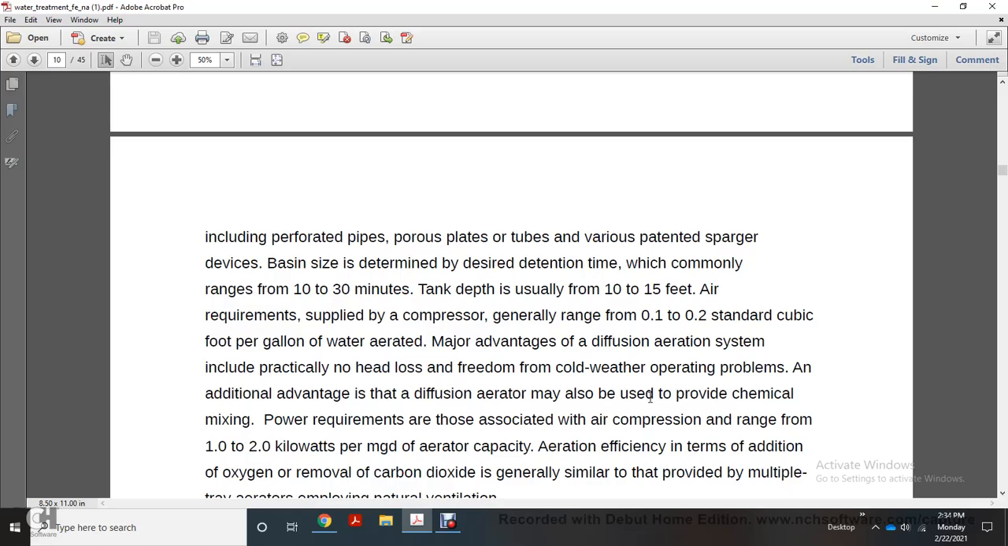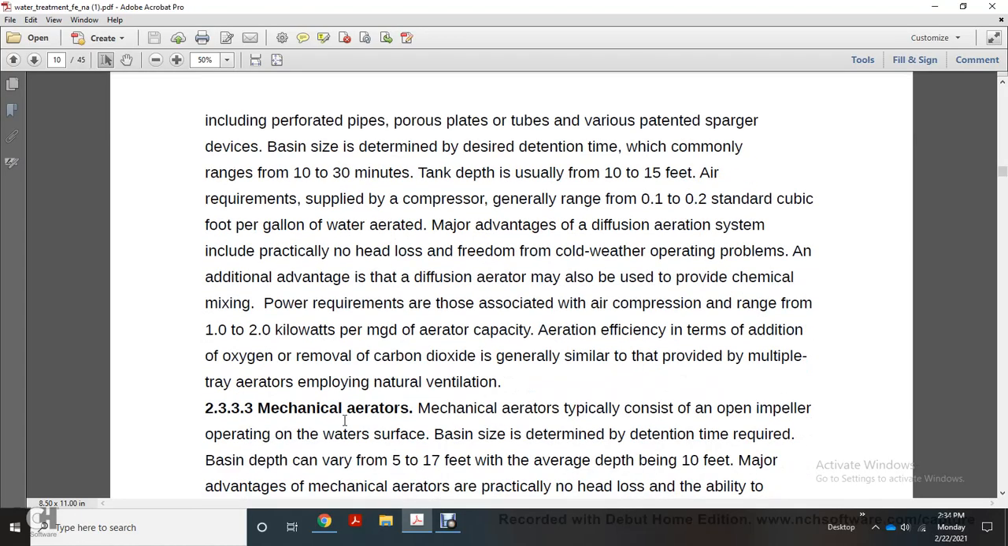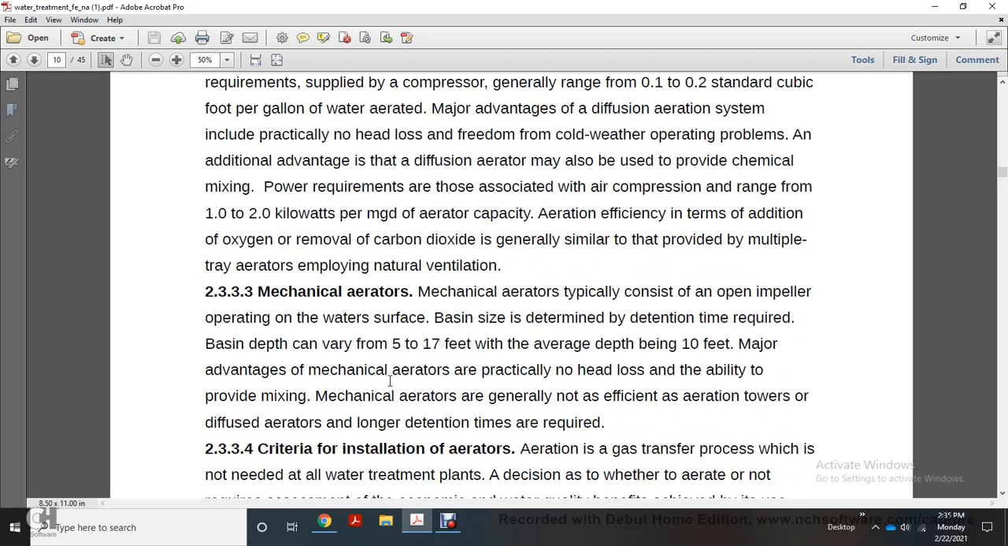Advantages of the diffusion aeration system include no head loss and freedom from cold weather operating problems. An additional advantage is that the diffusion aerator may also be used to provide chemical mixing. Power requirements associated with the compression range from 1.0 to 2.0 kilowatts per MGD. Aerator capacity, aeration efficiency, and oxygen addition with carbon dioxide removal are generally similar. Multiple tray aerators employing natural ventilation may be used in some areas.